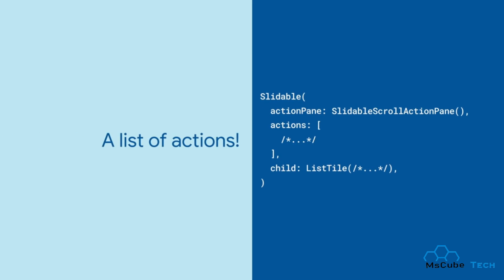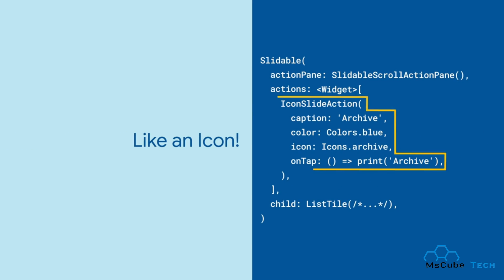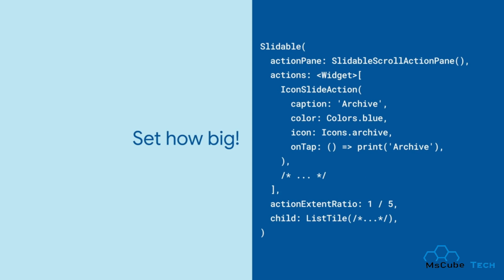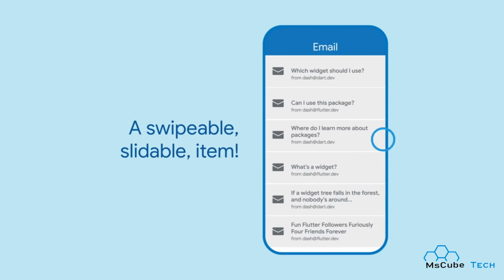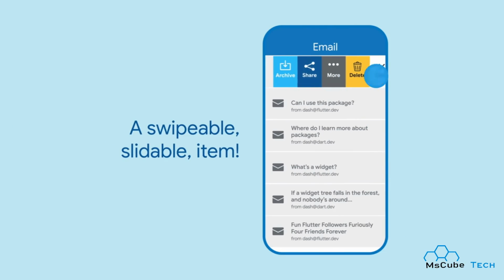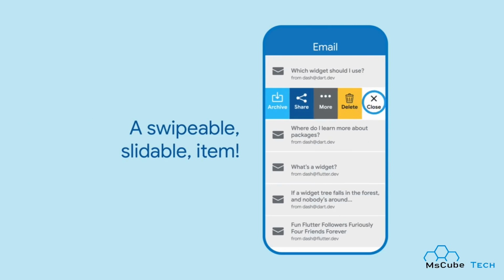For the actions parameter, include a list of widgets representing all of the different things you want your users to be able to do with this slidable item. The package includes helpers like the IconSlideAction that you can just drop in to take care of sizing the action for you. Finally, set the action extent ratio to specify the fraction of space each action should take up. This should be based on how many actions there are so that all of them will be visible. And that's it. Now you have a list item with actions that can show up on a swipe.